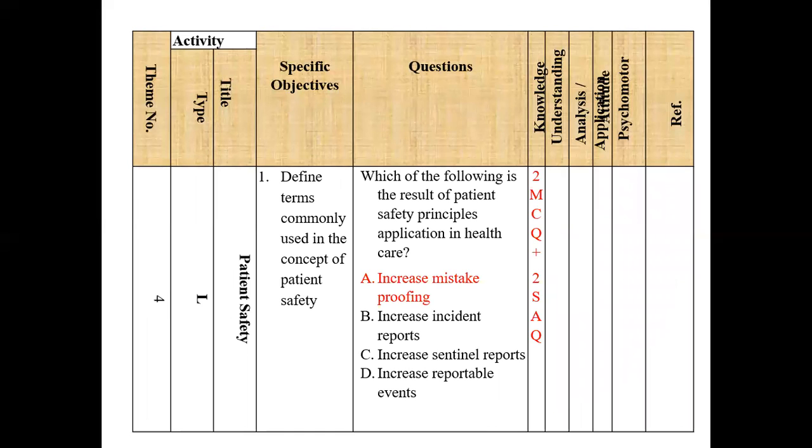This is a blueprint, summarized. For example, you should write the theme, type of activity, which is lecture, title, objectives, for example, and questions, and discriminate these questions. Will they be MCQs or short answer? Will they test knowledge, understanding, analysis, application, or psychomotor?